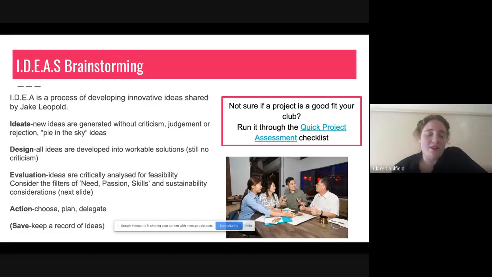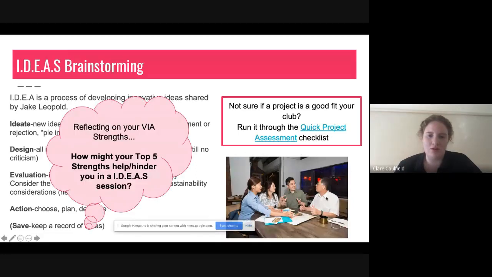So, as I said, planning for success is just a whole bunch of tools, and ideas is one of them. And another tool that I wanted to show you is called the quick project assessment. This is really great if, for example, at the end of an ideas brainstorm, or a new member or someone in your club comes and brings you a project idea and you're not sure if it's a good fit, or maybe you can tell it's not quite right, but you don't know how to explain that, you can use this resource.